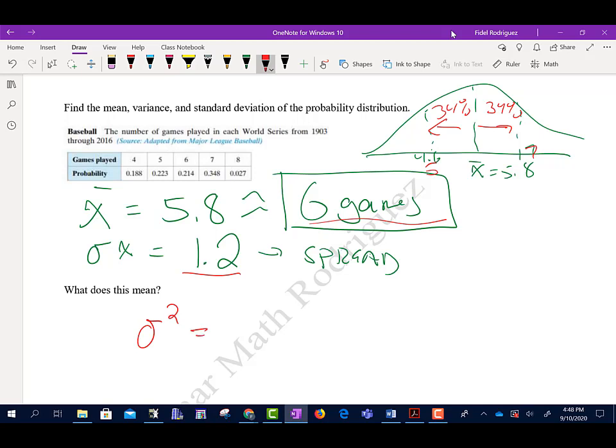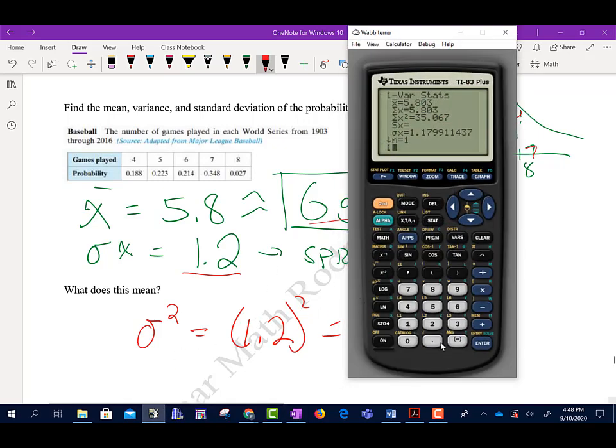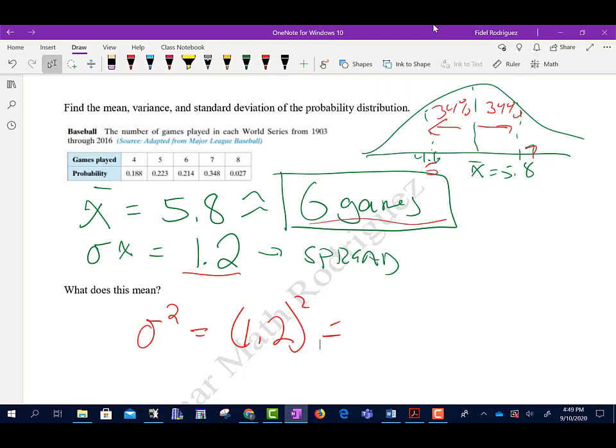Okay, and then remember we want to find the variance. So the variance is just going to say let's take 1.2 and let's square that. Okay, so I'm going to come back here. I'm going to grab my calculator. I'm going to say, hey, what's 1.2 if we square it? And I'm coming up with 1.44, and that's going to be my variance. Okay. And that right there, guys, is 4.1.